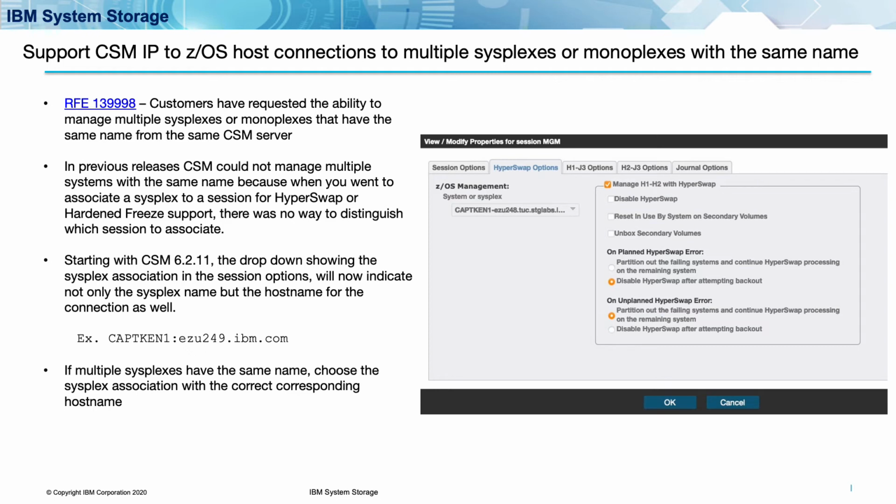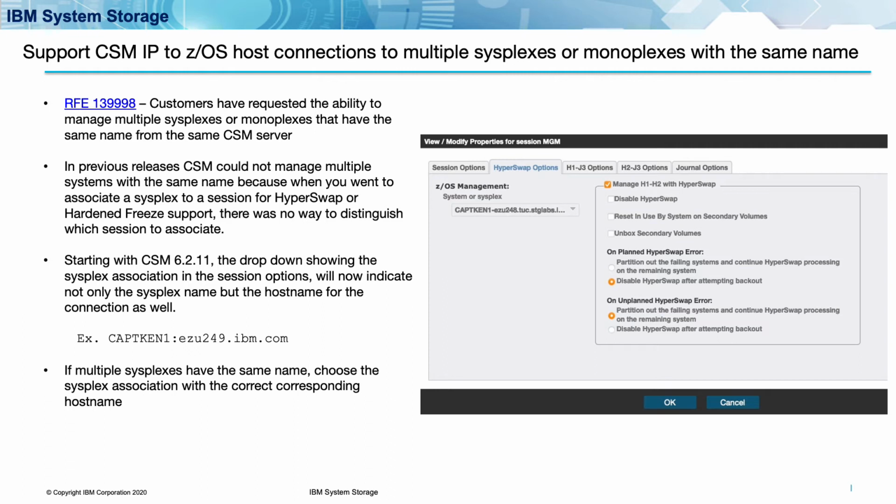And so the reason why we couldn't do that in the past is when you want to manage HyperSwap or hardened freeze, etc., you had to associate the sysplex to that given session. The reason you did that is so that when you issued the commands, the session knew which sysplex to call, based off the host connections, to set up that HyperSwap or hardened freeze solution. Because it's possible that you have multiple sysplexes tied to the same storage system, DS8000, etc. We can't in CSM automatically determine which sysplex to call. We ask you to associate it.